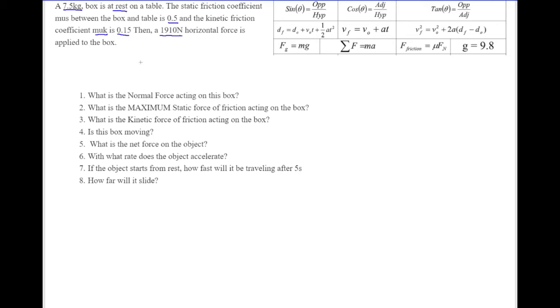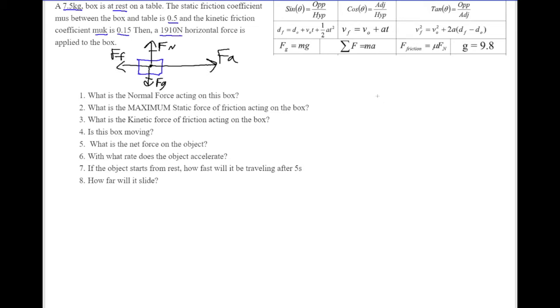So I'm going to go ahead and draw a free body diagram of this box first before I get started. So here's my box. Now I'm going to go ahead and label my forces. I have force gravity pointed down on this box. I have force normal pointed up on this box. Notice how these two are the same size because I know that my box is not accelerating up or down. Next, I have this giant horizontal force being applied to it, and then some friction force coming back on it.